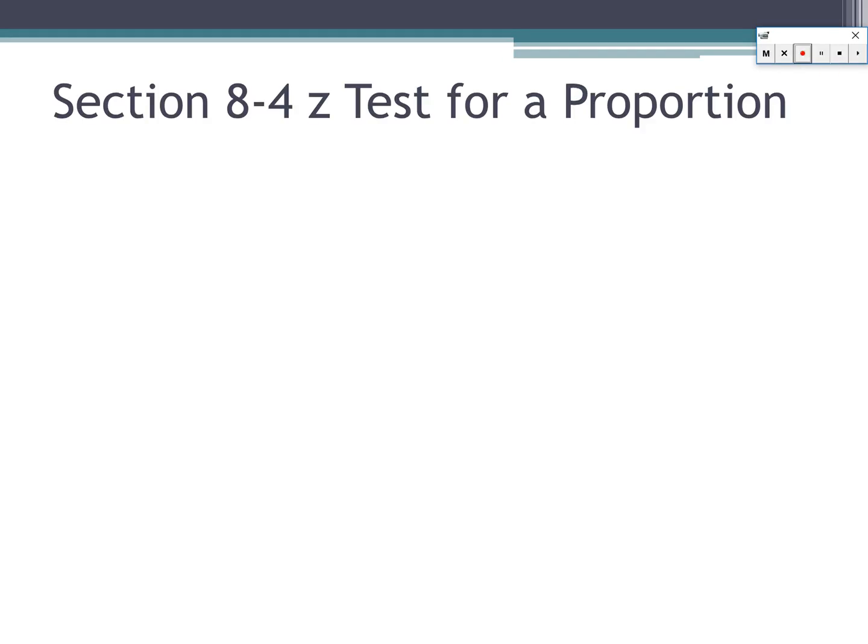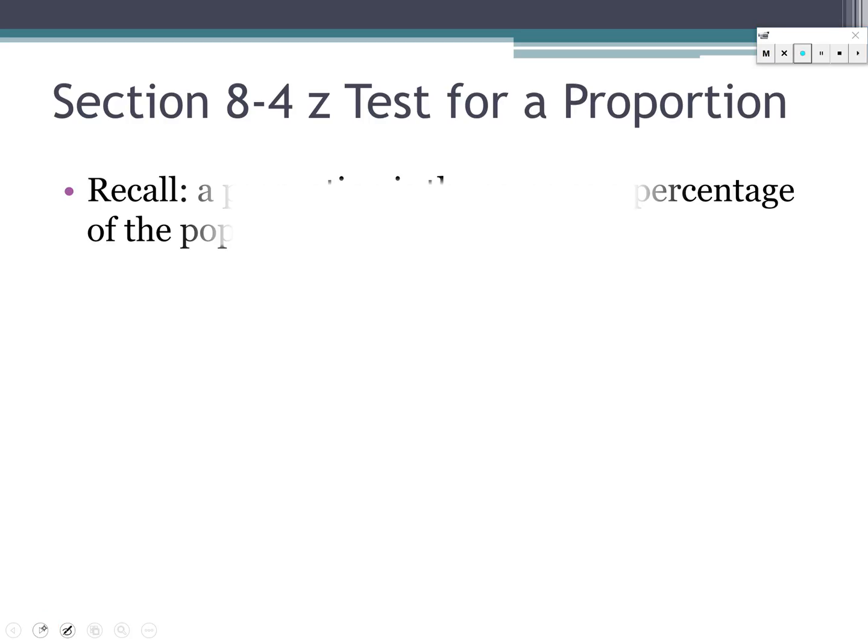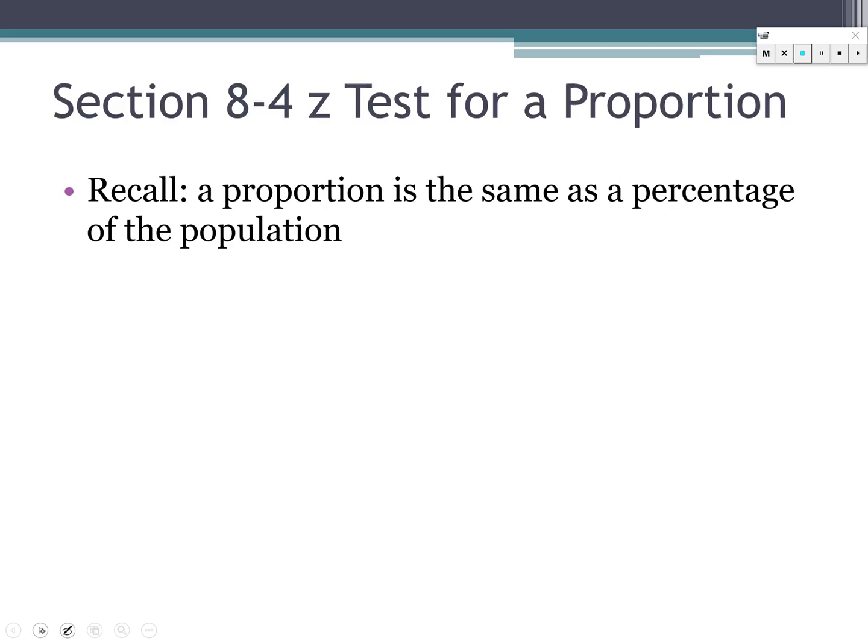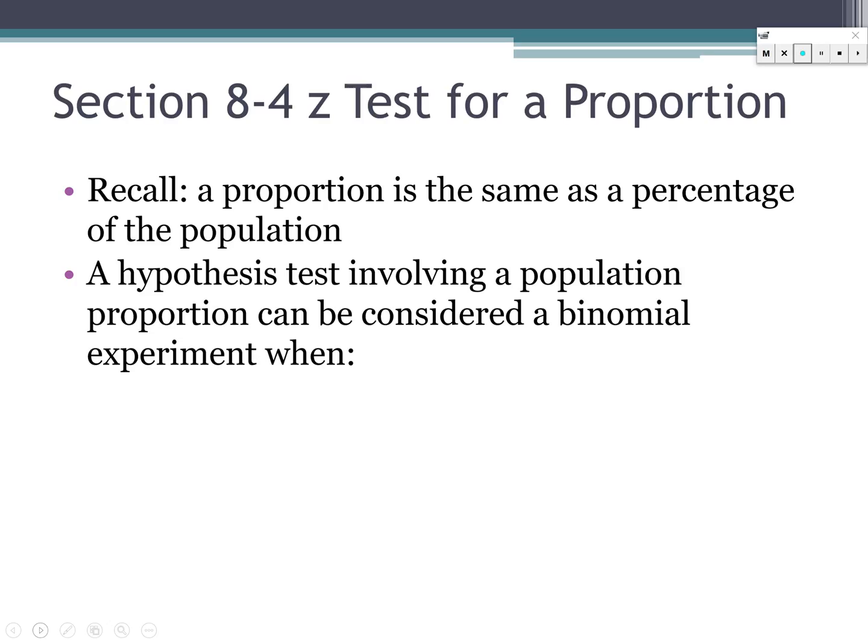So today we're going to be looking at another z-test, but this time it's for a proportion. So now we're changing things up. So far with hypothesis testing, all we've looked at is the mean. That's all we've looked at. So now we're going to look at proportions today. The proportion is the same as a percentage of the population.